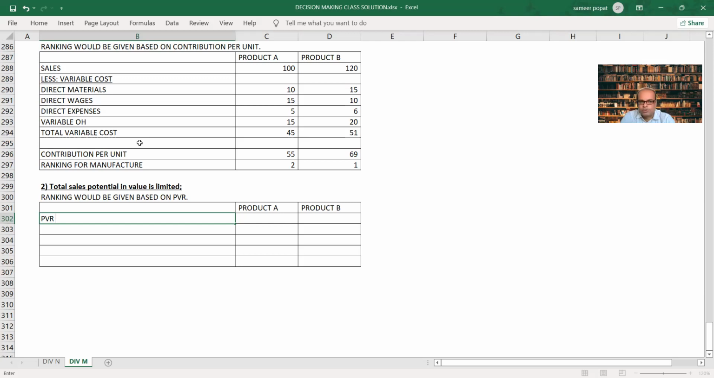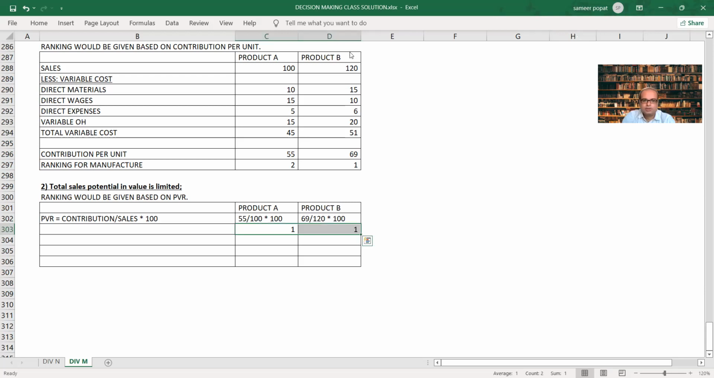Already we have calculated contribution and sales is also available. So there is no need to show it again. Overall working is not required again. So directly we can apply the formula of PV ratio. That would be contribution divided by sales into 100. In case of product A, it is 55 contribution on sales of rupees 100. So 55 by 100 into 100 for percentage. Here it will be 69 on sales of 120 into 100 for percentage.